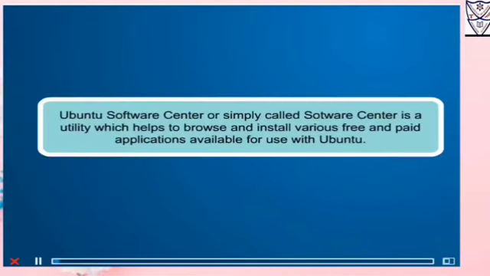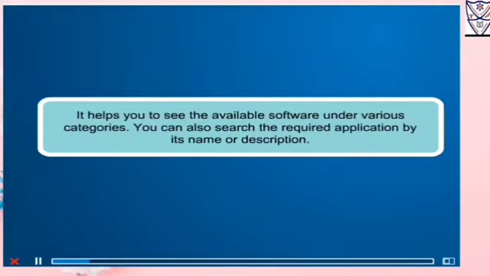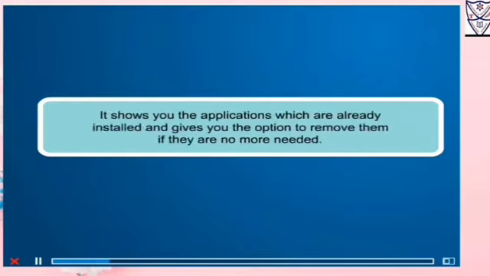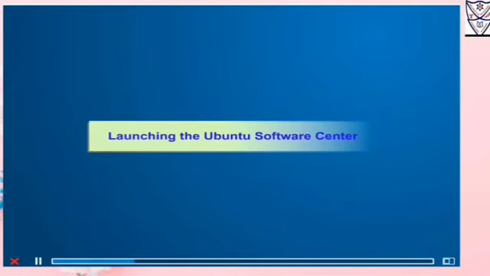Ubuntu Software Center. Ubuntu Software Center, or simply called Software Center, is a utility which helps to browse and install various free and paid applications available for use with Ubuntu. It helps you to see the available software under various categories. You can also search the required application by its name or description. It shows you the applications which are already installed and gives you the option to remove them if they are no more needed.